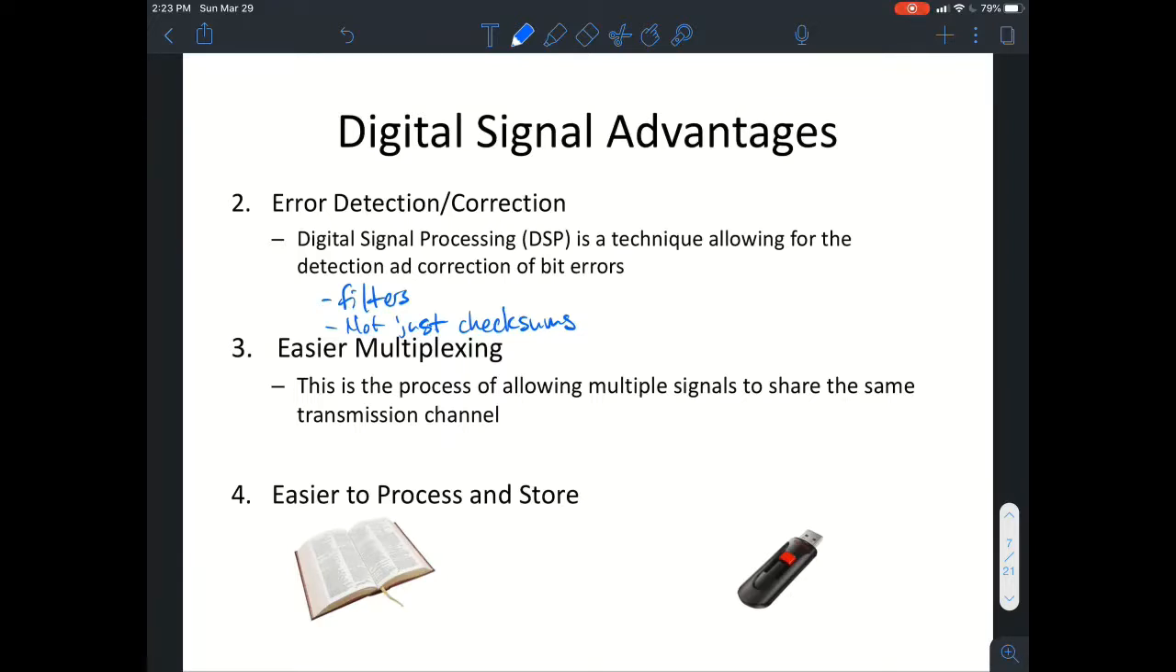Easier multiplexing. Here it talks about allowing multiple signals to share a transmission channel. I want you to think about radios. When you're on a long car trip across the country, for example, and you're moving from one location to the next, and FM 95.7 starts being overridden by another FM 95.7 from a different county or even a different portion of that state, and they step on each other.